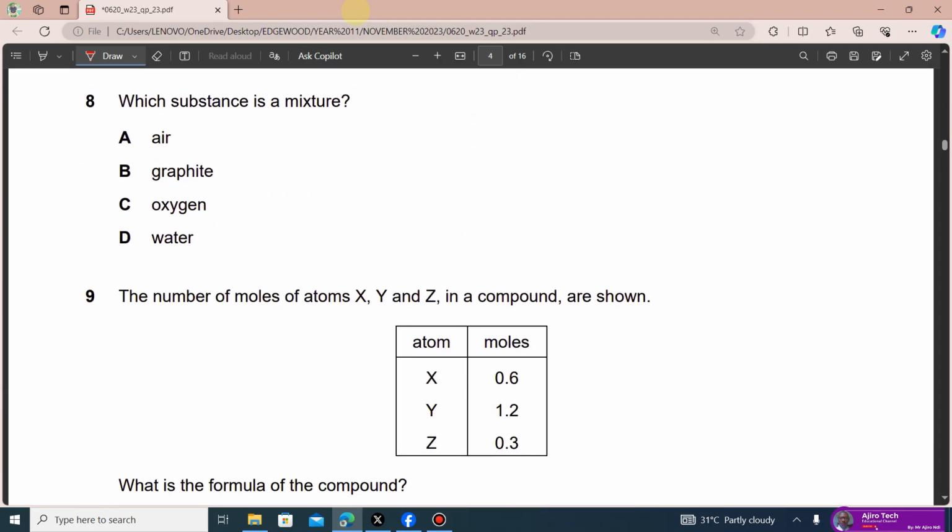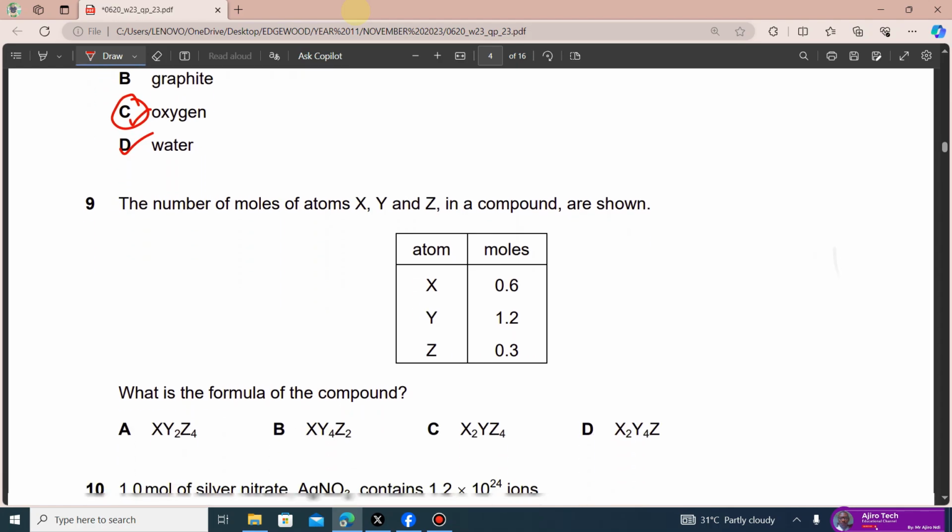Which substance is a mixture? So all of these here are compounds. This is oxygen as an element, and then this is graphite as an element. So air is a mixture of gases.